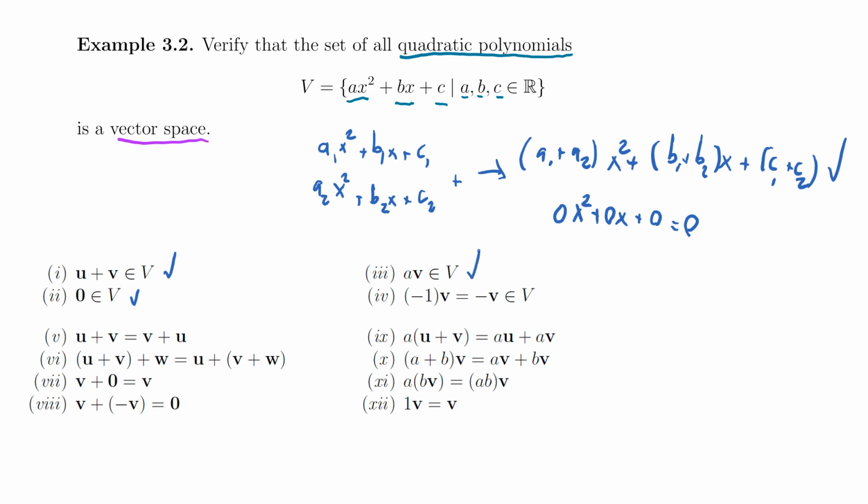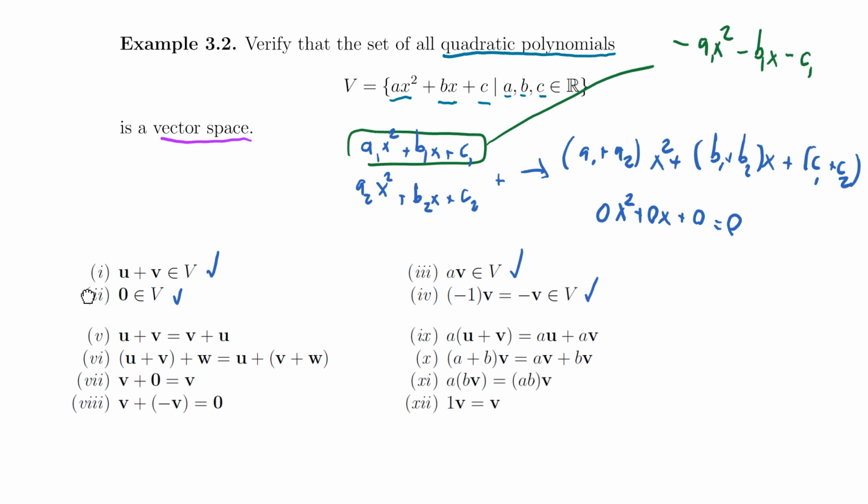If I multiply a number to a quadratic polynomial, it is also going to be a quadratic polynomial. So I have the third property. The negation of any quadratic polynomial is going to be a quadratic polynomial. The negation of, let's say, this one is just going to be negative a1x squared minus b1x minus c1. This is also a quadratic polynomial, so no problem here.